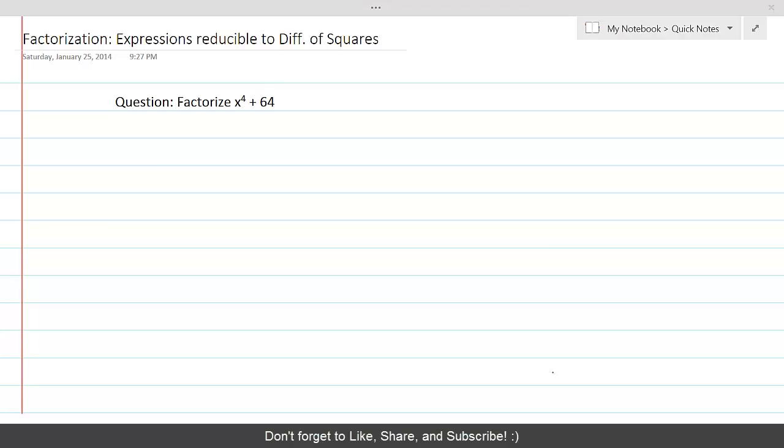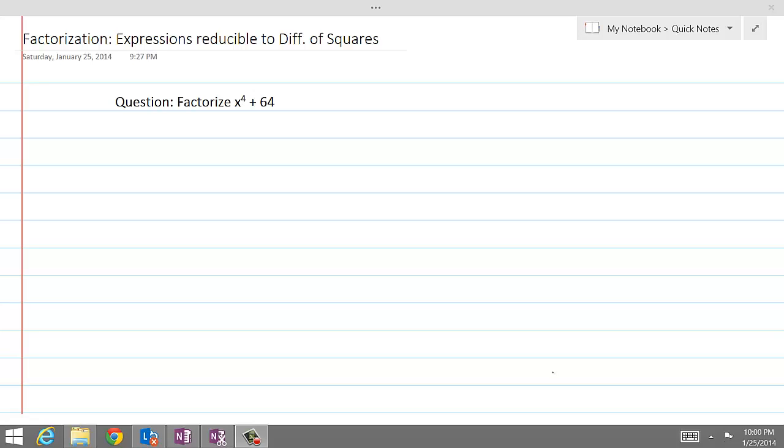Factorization of expressions reducible to difference of squares form. Let's take a look at the expression x⁴ + 64. Obviously, this is not a difference of perfect squares, but let's see how we can reduce it to that form.